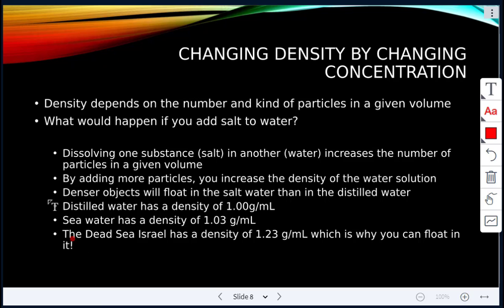Comparing the two densities, distilled water has a density of 1 gram per milliliter, and seawater has a density of 1.03 grams per milliliter. And the Dead Sea in Israel has a density of 1.23 grams per milliliter, which is why you can actually float in it.